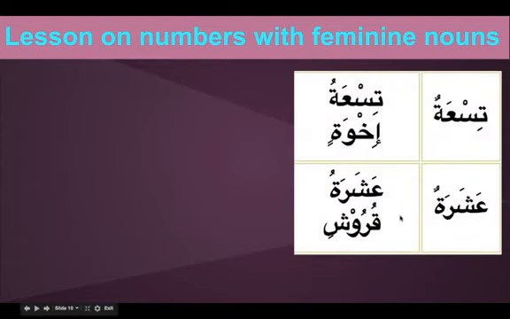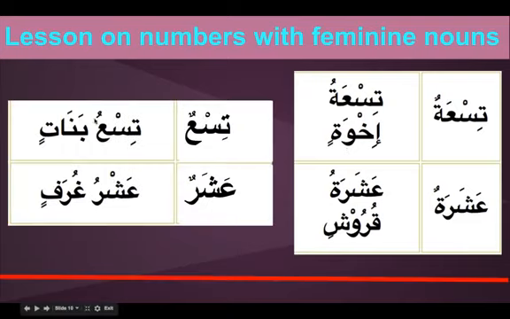So we got tis'a and ashra. So tis'atu ikhwatin, ikhwatin is plural for brothers. Ashratu qurushin. So for feminine nouns we have tis'u banatin, ashru ghurafin. Ghurafin is plural for ghurfatun. So there's no ta marbuta or ta maftuha, but the plural is called ghuraf. So ghurafin is for rooms, the 10 rooms.